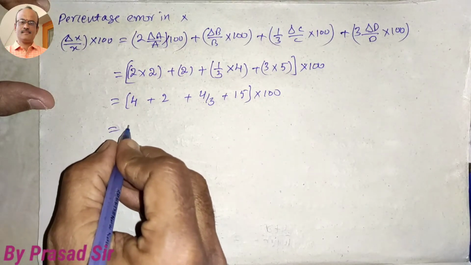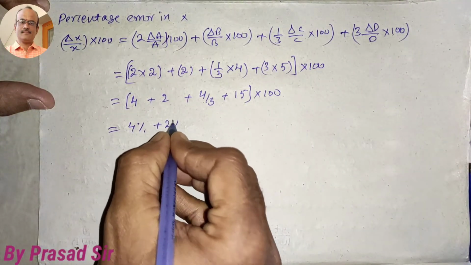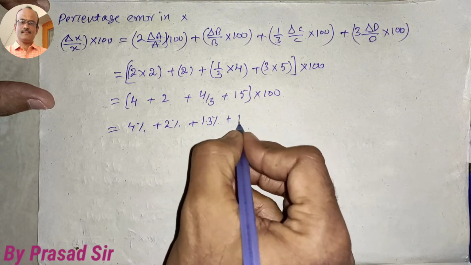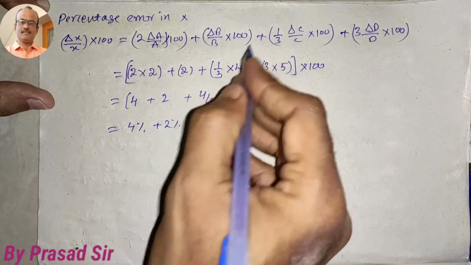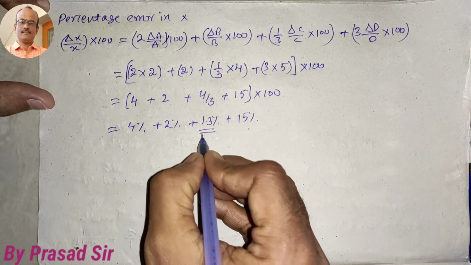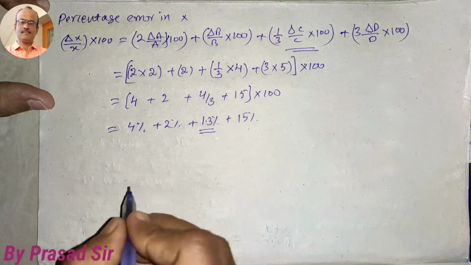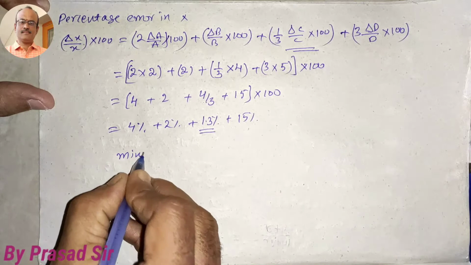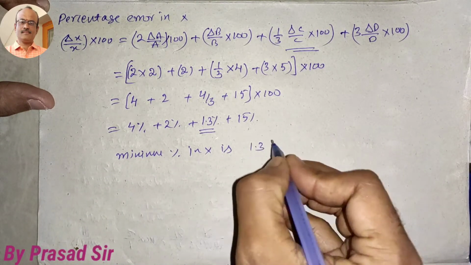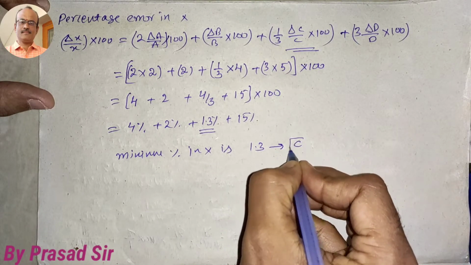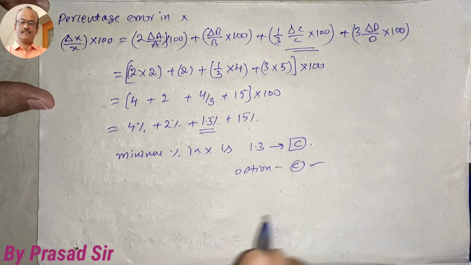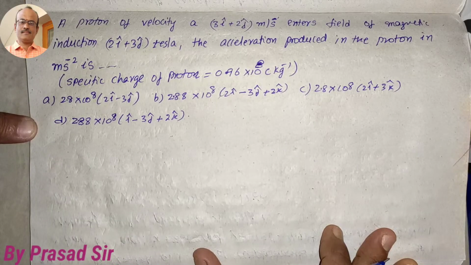So individually I will write here 4%, 2%, and 4 by 3 means 1.3%, and 15%. Out of all these ones, which one contributes the minimum percentage here? 1.3. So that means 1.3 is nothing but Delta C. So that means here the minimum percentage in X is 1.3. Which one contributes here? C contributes. So which option is correct here? Option C is correct.